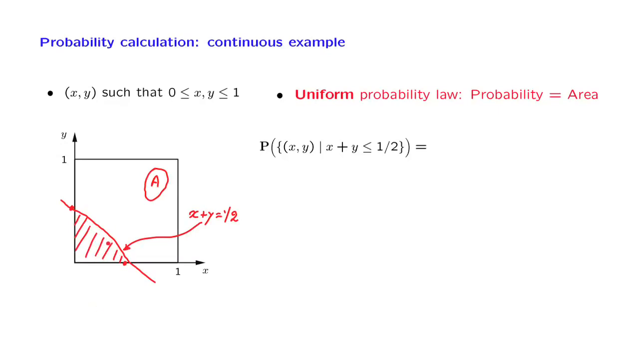So we're trying to find the probability of this red event. We have assumed that probability is equal to area. Therefore, the probability we're trying to calculate is the area of a triangle. And the area of a triangle is 1/2 times the base of the triangle, which is 1/2 in our case, times the height of the triangle, which is again 1/2 in our case, and the end result is 1/8.